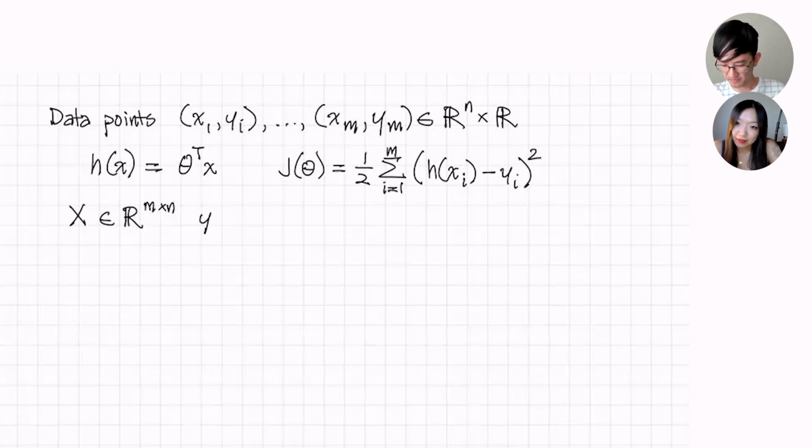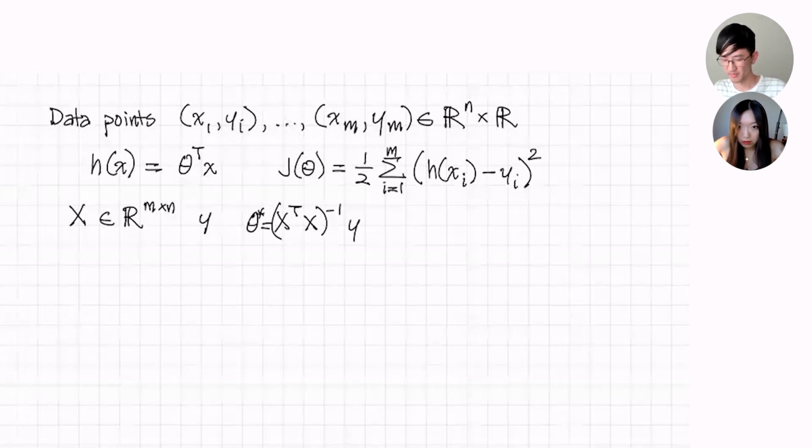So it should be something like theta star equals X transpose X, and there's an inverse here. I think it's something like that. I'm probably not getting it exactly right, but there are some matrix operations there.